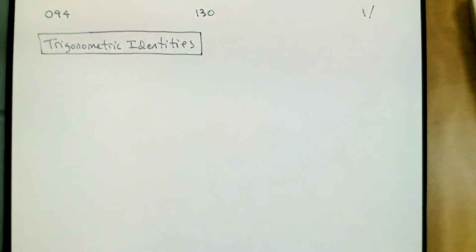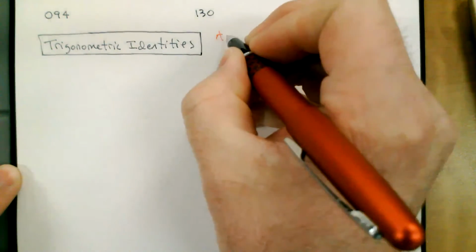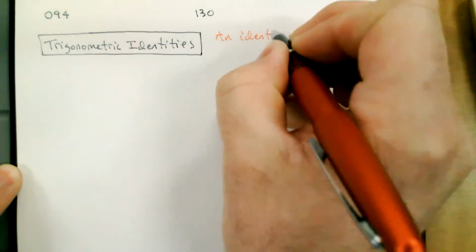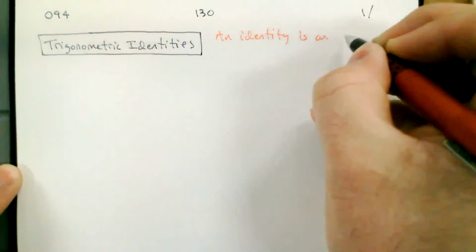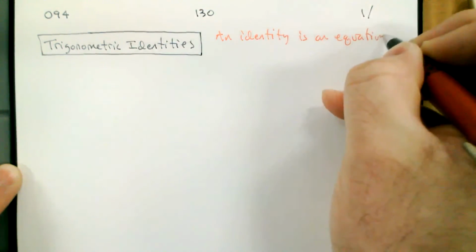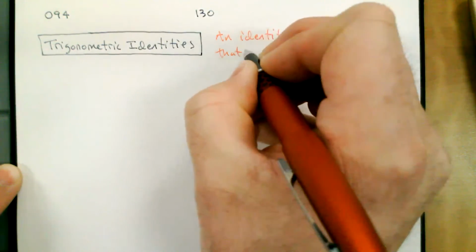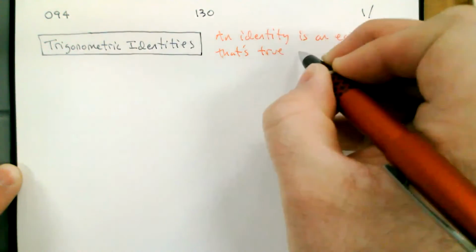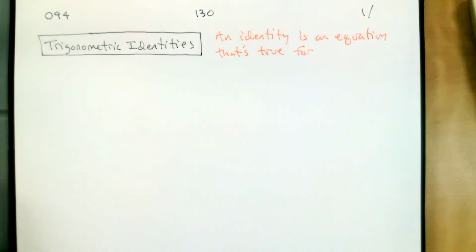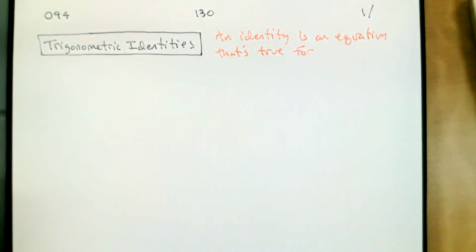We want to start talking about trigonometric identity. Here's what we mean when we talk about identity. An identity is an equation that's always true. I just said always, and this is math class. You should never say always in math class. It never works. So let's clarify. An identity is an equation that's true for all the valid values of the variable.